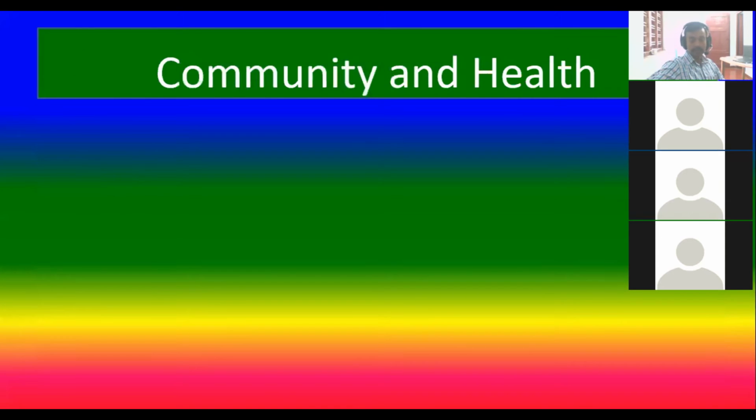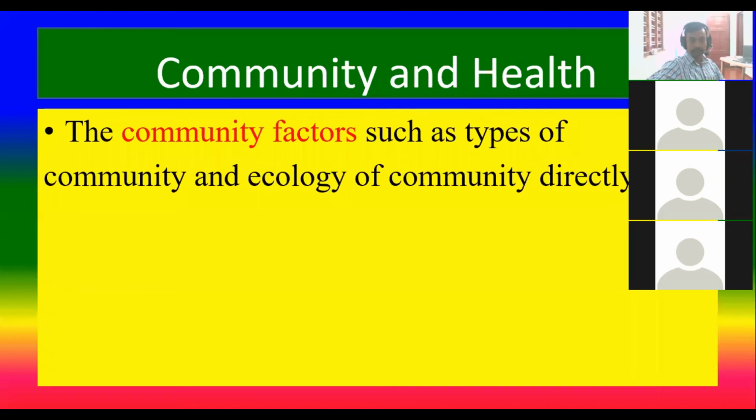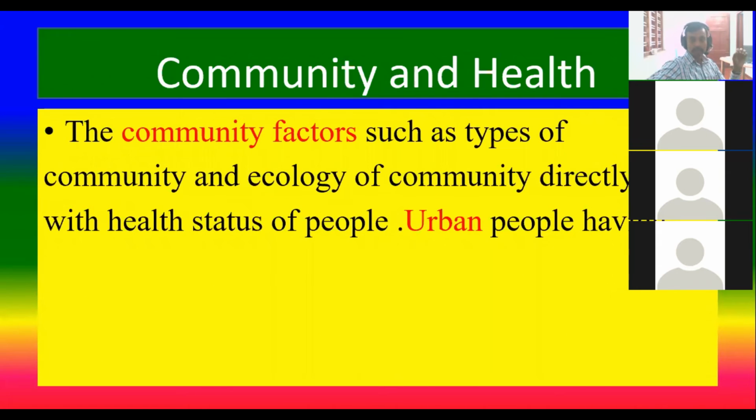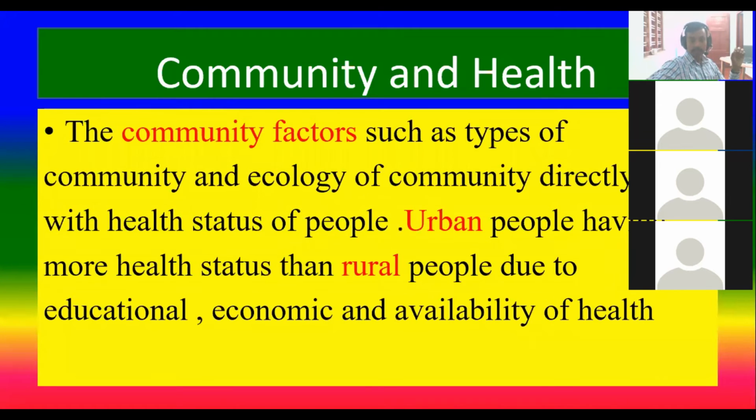Then community and health. Community factors such as the ecology of the community. Ecology means environment. For example, urban people have better health status than rural people. The reason is that urban people have a good standard of living, mainly good educational status and economic status.